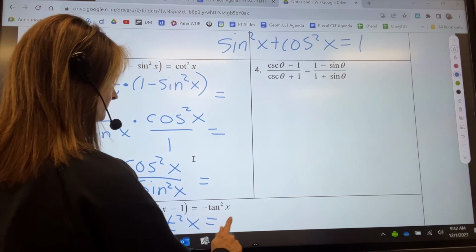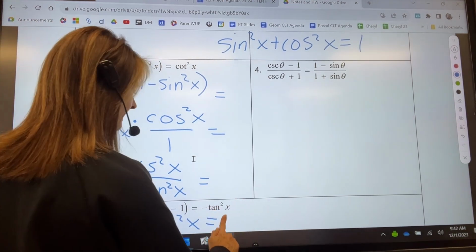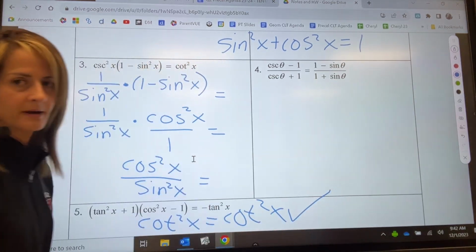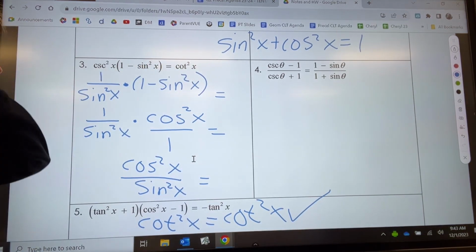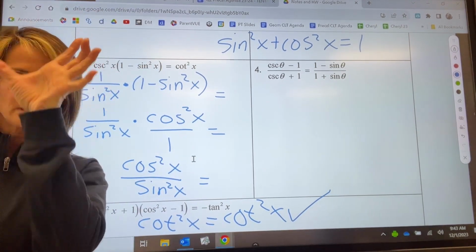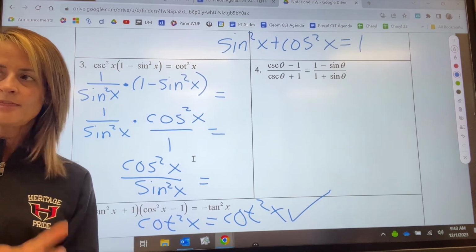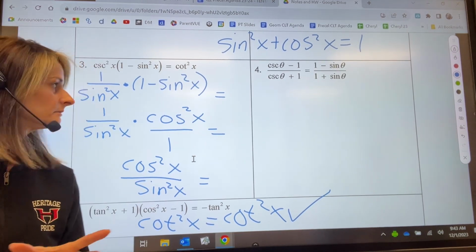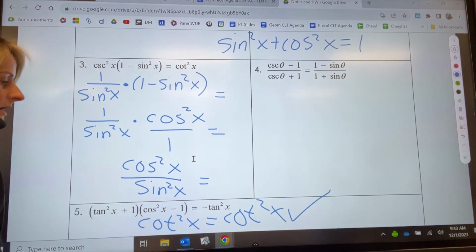Cotangent squared equals, now it equals the other side, and I can set it equal to the other side, and I have verified my identity. So notice, I chose to work on the left. I worked on the left the entire time. And then when I finally got on the left side what equaled the right side, I wrote the other side.